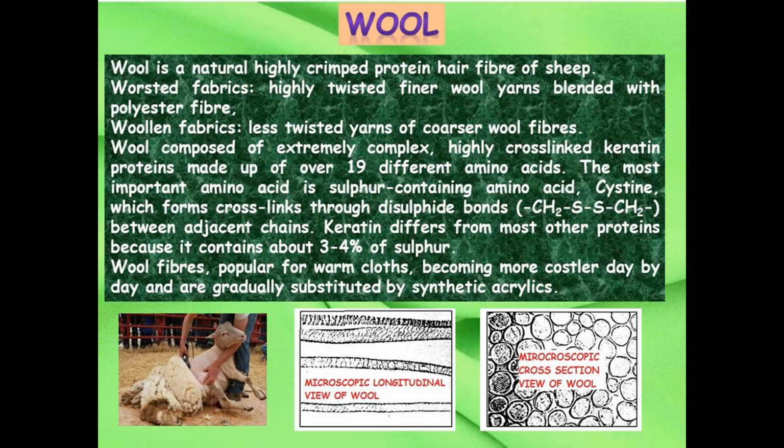Muga silk is native to Assam state of India. It is either white or light brown in color. Silk filaments are composed of fibroin embedded in silk gum, sericin.